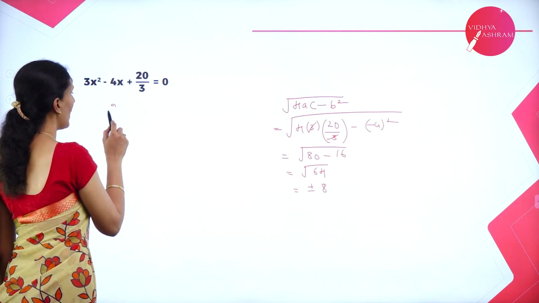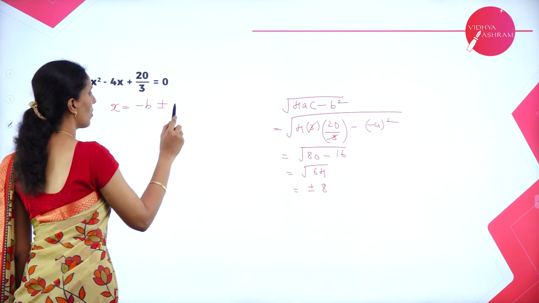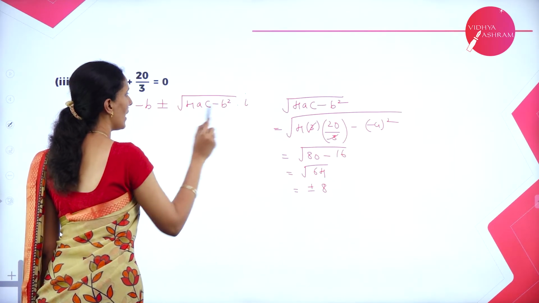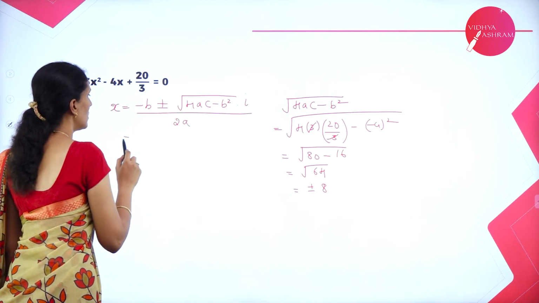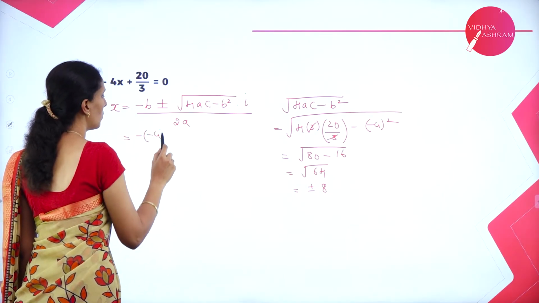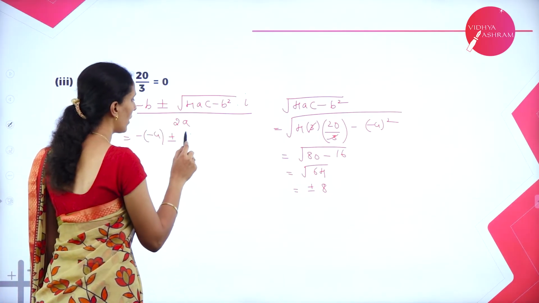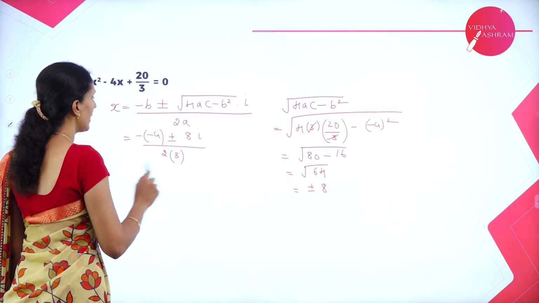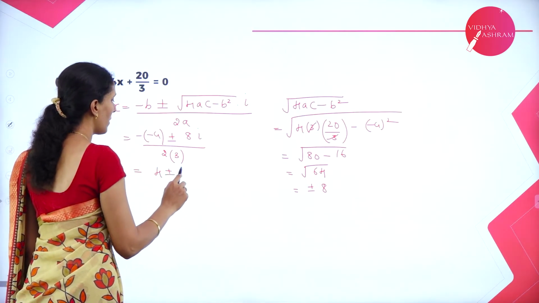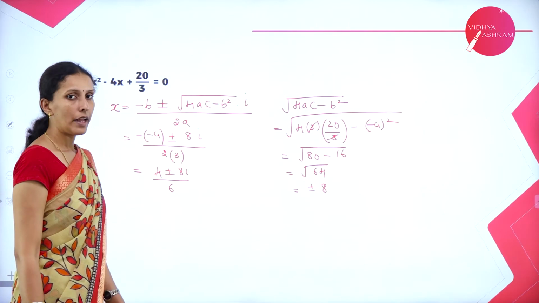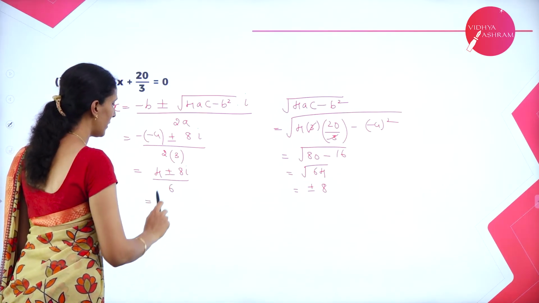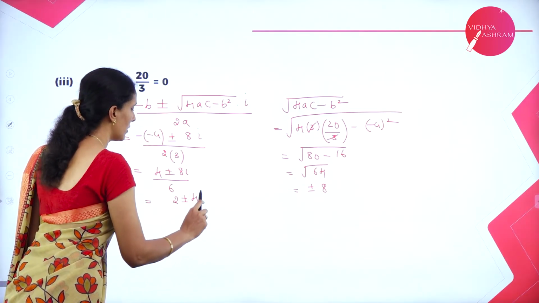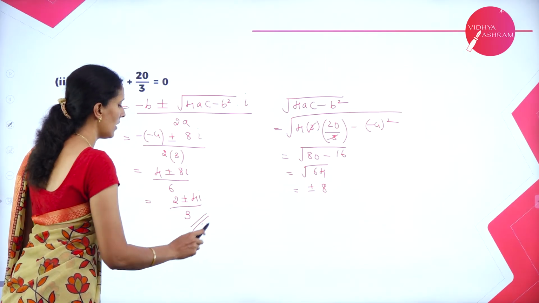So now use the formula x is equal to minus b plus or minus square root of 4ac minus b square into i divided by 2a. So minus of minus 4 plus or minus, this we have got as 8i, divided by 2 into a, which is 3. So 4 plus or minus 8i divided by 6. Now take 2 as a common factor in both numerator and denominator, which can be divided. Then your answer will be 2 plus or minus 4i divided by 3. So this is the answer.